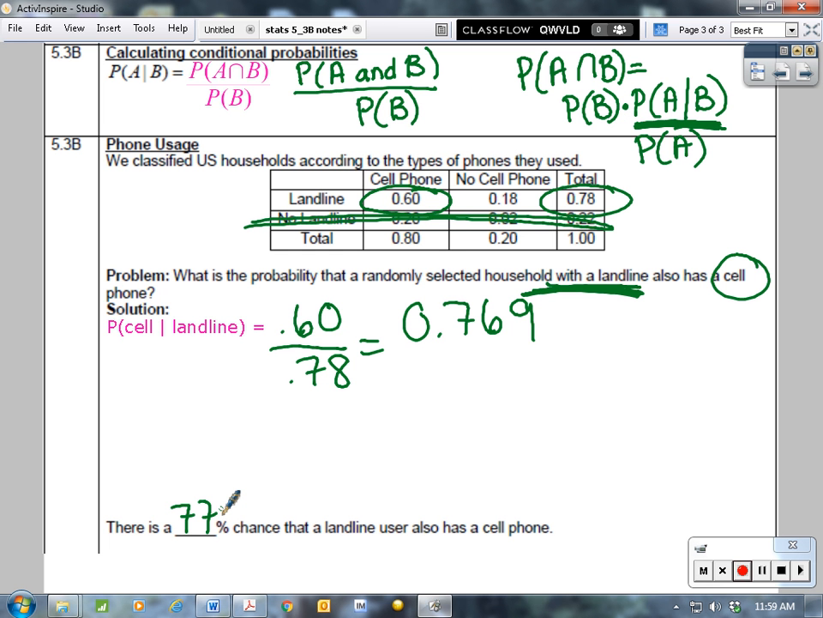Okay, so that's it for chapter 5. Be prepared to get your practice test. Remember, out of all the things that you do, your practice test is probably the most important because it gives you very similar problems to what you're going to see on the test.